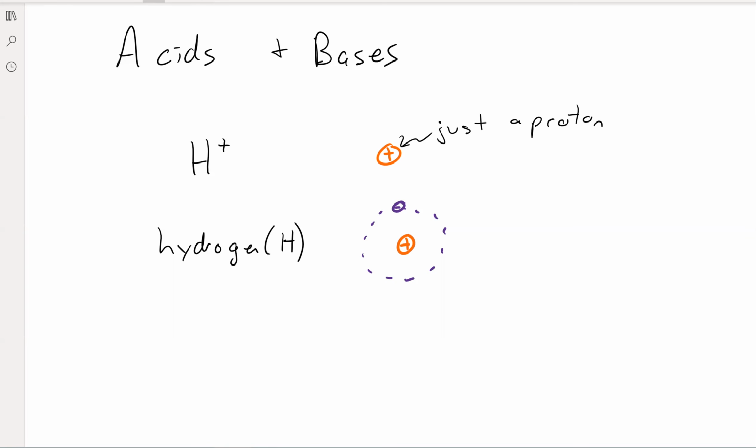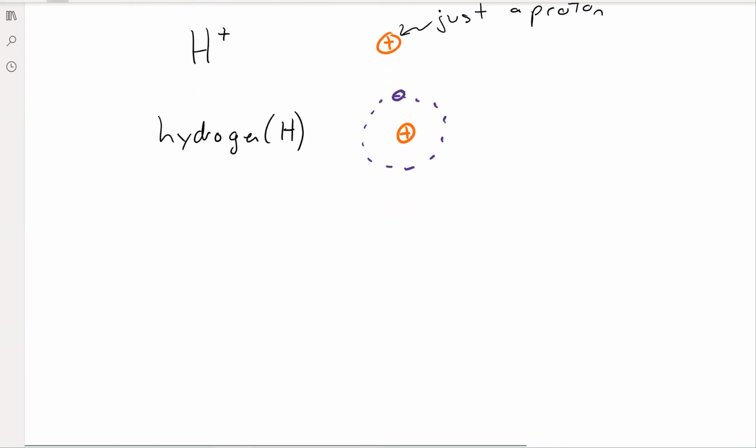The reason that this proton is so important and special is that it's basically just a proton, right? No other element becomes just a proton when you remove the electron. And so it's relatively reactive and does some special things. And so it gets the special name of acid. And then something that takes it is a base.